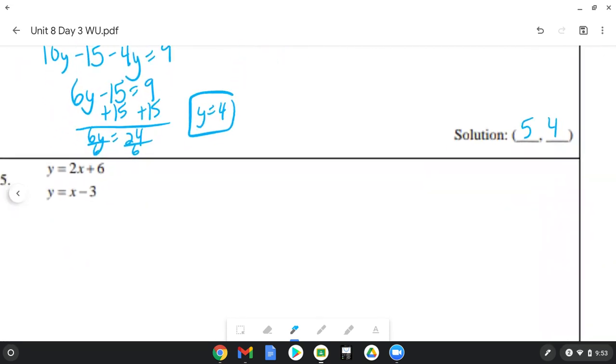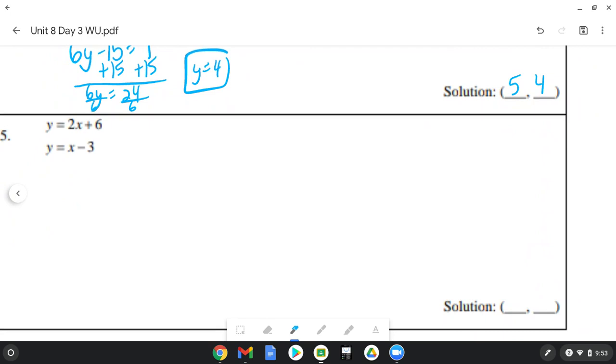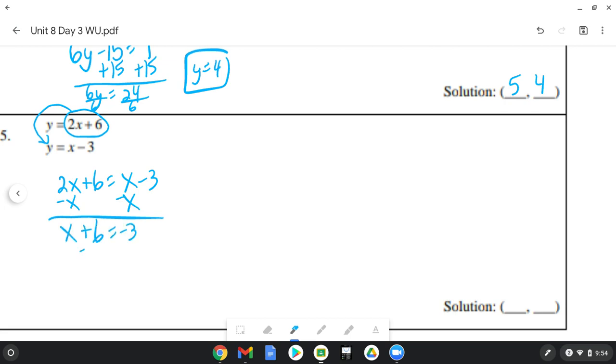Okay, then the last one, we circle this 2x plus 6, and we plug it in for the y on the bottom because it says y equals up top. So if we plug it in for the y on the bottom, we get 2x plus 6 equals x minus 3. We move all my x's to one side, all of my constants to the other side, and we get x equals negative 9.